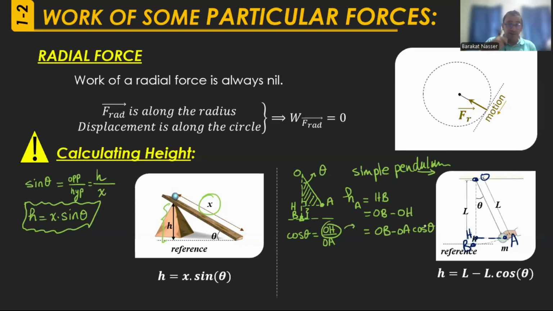So we use trigonometry first, after using some geometry. Now, OB and OA, we know that this is a string attached to a mass. That string is always taut, so the length is the same. So instead of OB and OA, I can write L minus L cosine theta, and that's the height of point A, and voila, this is the relation you need to know.